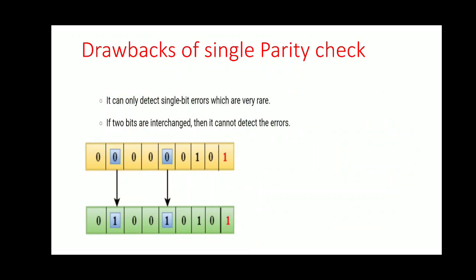Then moving to the drawbacks of single parity check, there are two drawbacks. One, it can only detect single bit errors, which are very rare. And second, if two bits are interchanged, then it cannot detect the errors. These are all the drawbacks of single parity check.